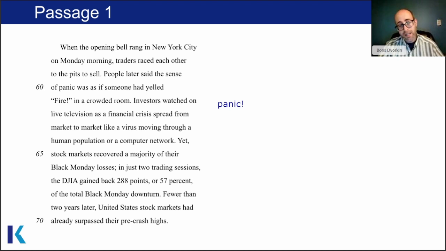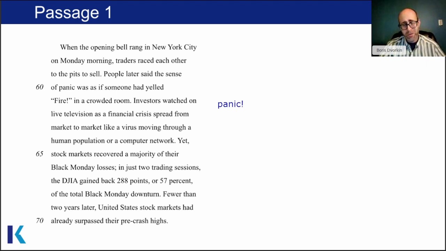And the paragraph does indicate that it was not a long-term thing. Within a couple of trading sessions, everything was fine. And less than 2 years later, we were at all-time highs. So everything was fine. But on the day, there was definitely panic. And that leaves just one more paragraph.